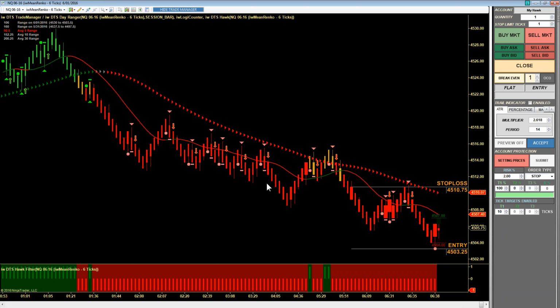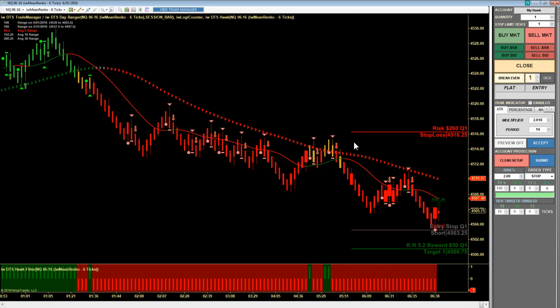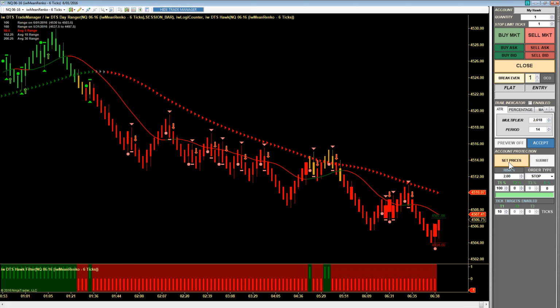So I'm going to set my entry down there. Let's say I'd like to put my stop loss up here. I automatically have my profit target. The Trade Manager automatically controls my risk. And again, I can preset all these things if I want a bigger profit target or whatnot. But here's the interesting point. Note the risk amount is $260.